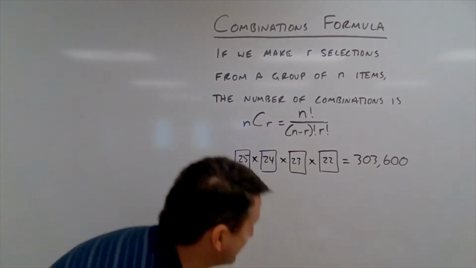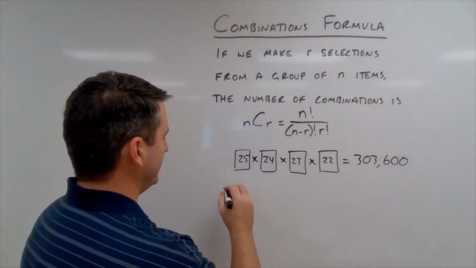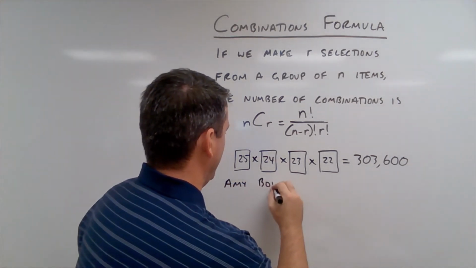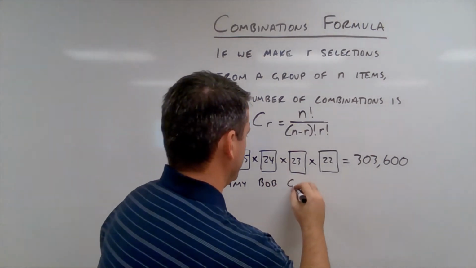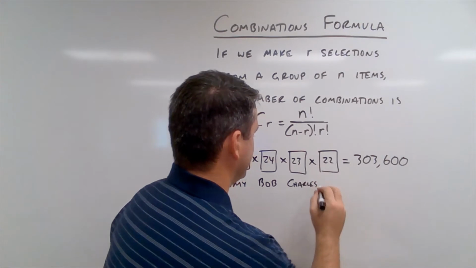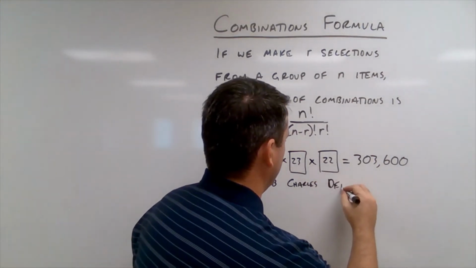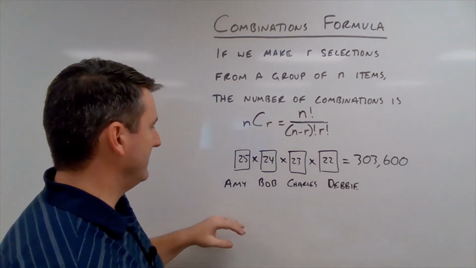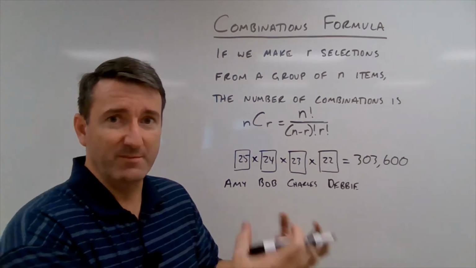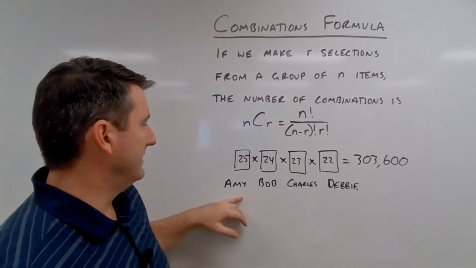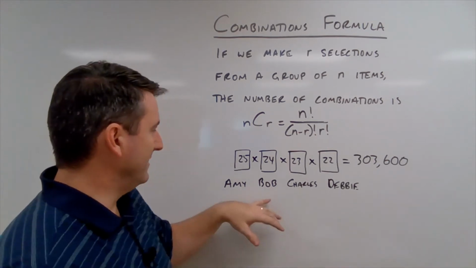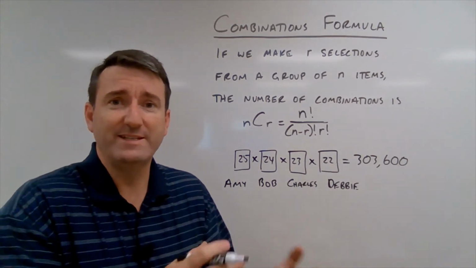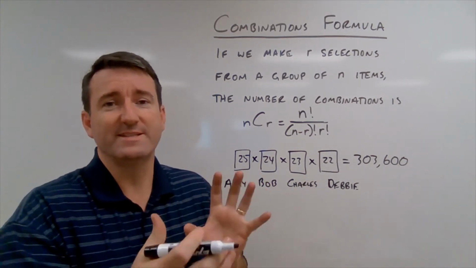But now let's say that we elected Amy as the president, Bob as the vice president, Charles as the secretary, and Debbie as the treasurer. Now, these would be a different leadership team if we made, say, Debbie the president, Amy the vice president, Bob the secretary, Charles the treasurer, something like that. That would be a different leadership team, but it would all still be the same group.